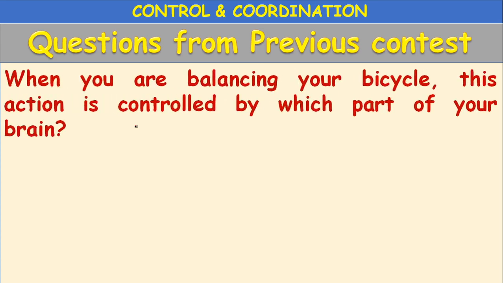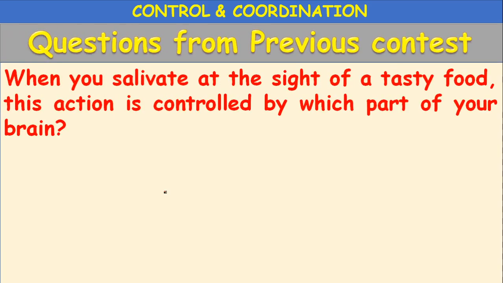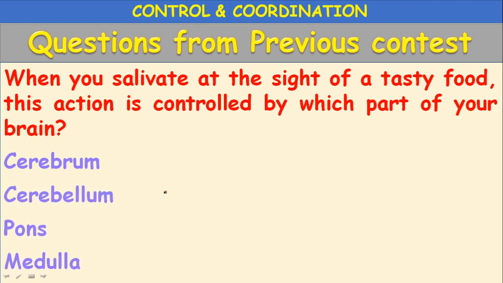Next, when you are balancing your bicycle, this action is controlled by which part of your brain? Cerebrum, cerebellum, pons, medulla oblongata. It is the cerebellum which controls the balancing organ of our body. When you salivate at the sight of tasty food, this action is controlled by which part of your brain? Cerebrum, cerebellum, pons, medulla oblongata. It is a reflex action, medulla oblongata.